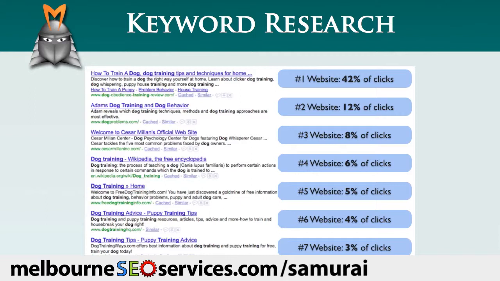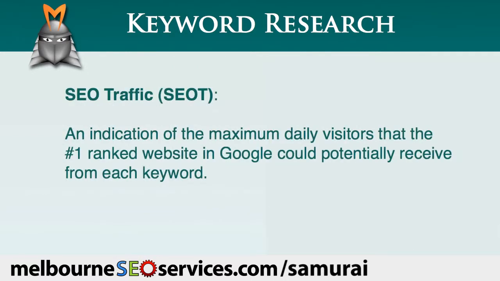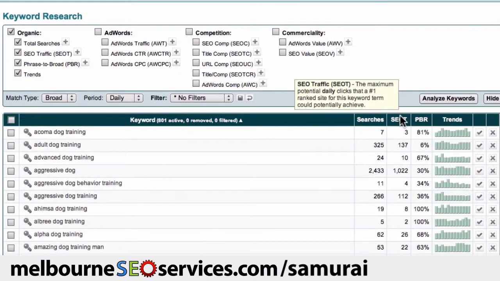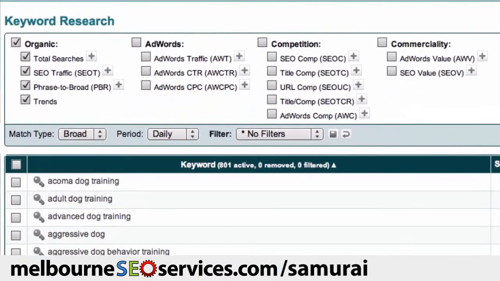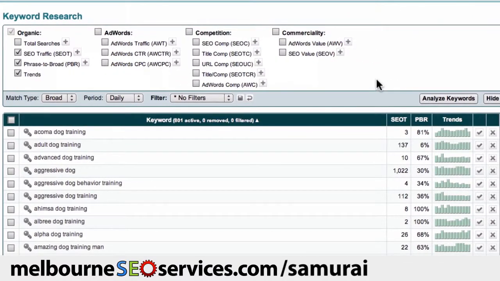So rather than basing your analysis on search numbers and then being disappointed by the actual traffic you receive, we developed the concept of SEO Traffic, which gives you an indication of the maximum daily visitors that the number 1 ranked website in Google could potentially receive from each keyword. In fact, because SEO-T is a more accurate estimate of actual traffic, I'll just go up here and hide the total searches column to make things a little easier.